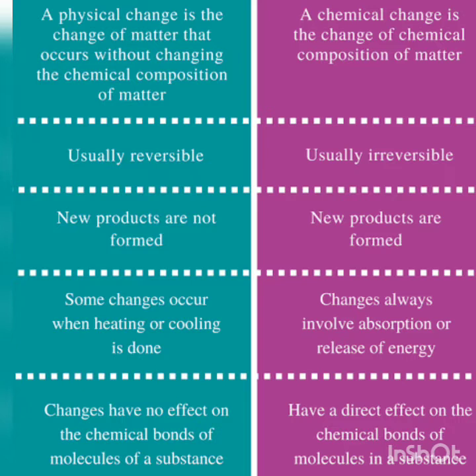Physical changes are mainly reversible. That means they can be easily reversed back into their original state. But chemical changes are irreversible. No new substance is formed during a physical change, but during a chemical change, new substances are formed. Some changes occur when heating or cooling is done, but in chemical change, there is an involvement of heat energy. Sometimes absorption or sometimes release of energy takes place. Now let's understand the two types of changes through this video.